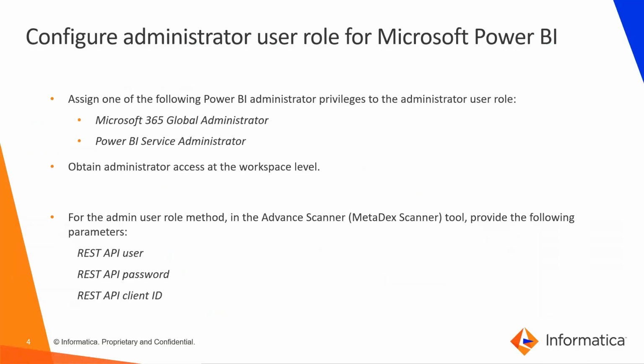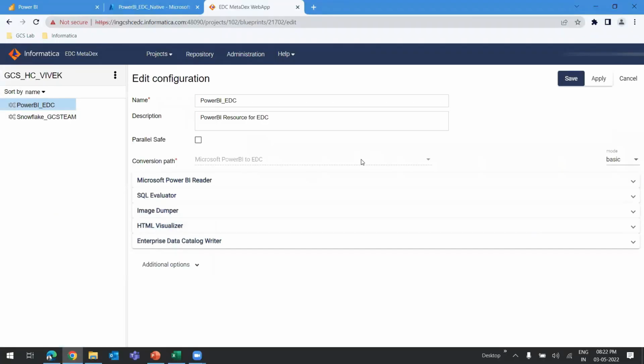After performing all these steps, we are now ready to use either the service principal or the administrator user to extract metadata from Microsoft Power BI in the Advanced Scanner or Metadex Scanner UI in EDC. I have logged into the EDC Metadex or Advanced Scanner UI, and here I have created a configuration with the name Power BI underscore EDC, right? And from the conversion path, I have selected Microsoft Power BI to EDC.